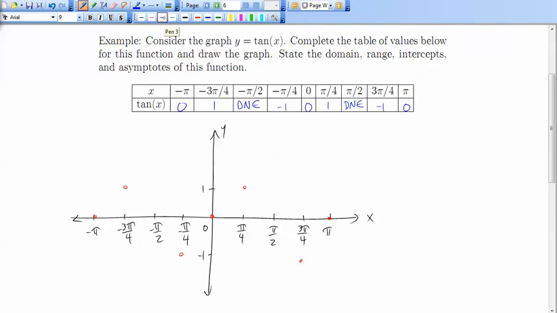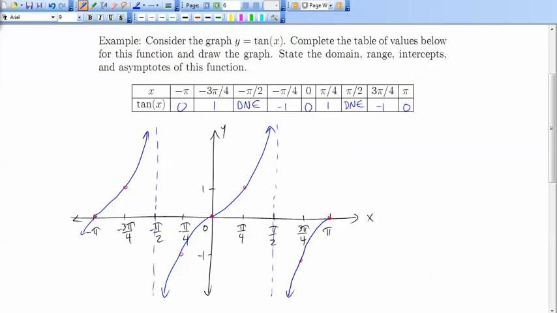Now what's happening where our graph doesn't exist? We actually have some vertical asymptotes. We have our graph shape coming up and heading towards that vertical asymptote there, and looping down towards that one there. Here's another branch here. Of course, there's infinitely many of these branches. Do a better job than that. There we are. So there's y equals tan of x.